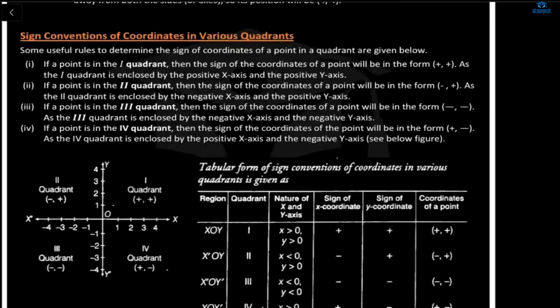Now, some useful rules to determine the sign convention of a point in a quadrant are given below. In the first quadrant, which we have already discussed, the signs of the coordinates of a point will be of the form plus plus. Why? Because in the first quadrant, both OX and OY are positive. The x-axis is positive and the y-axis is positive. So we have both positive.